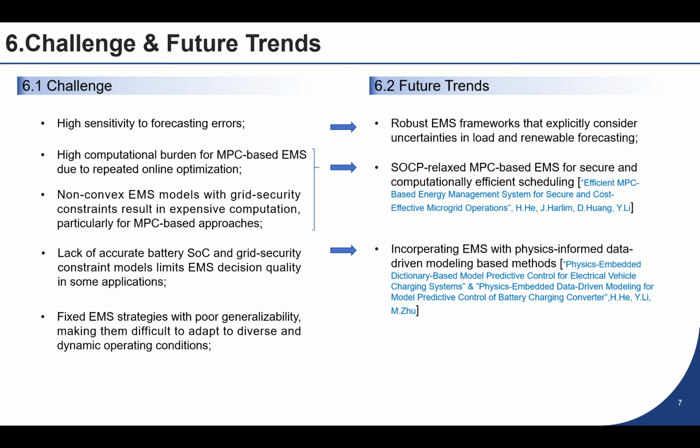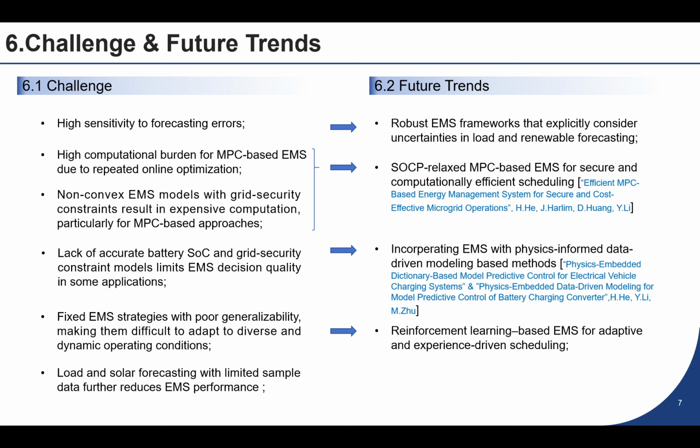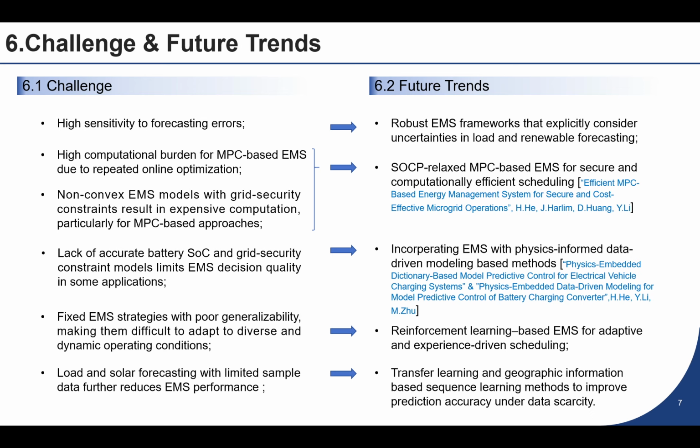Fifth, fixed or rule-based EMS strategies lack generalizability and struggle to adapt to diverse and dynamic operating conditions. Reinforcement learning opens the door to adaptive and experience-driven scheduling. Lastly, load and solar forecasting often rely on limited data samples, which further degrades EMS performance. Transfer learning and geographic information based sequence learning can significantly improve prediction accuracy under data scarcity.